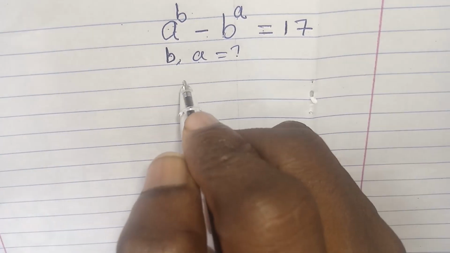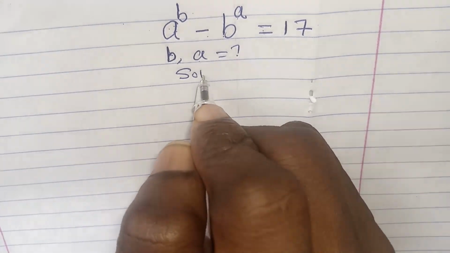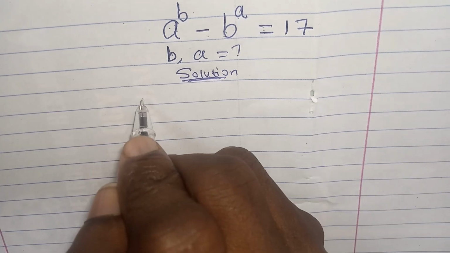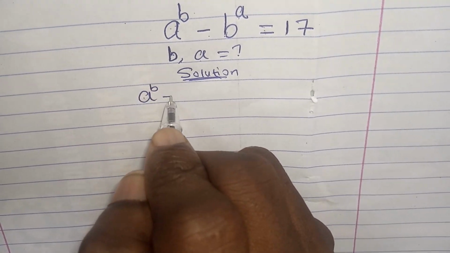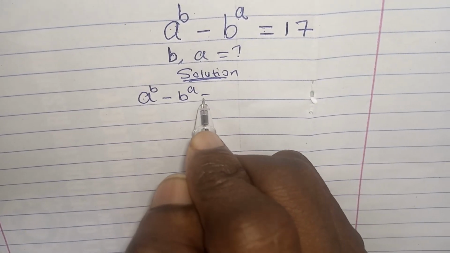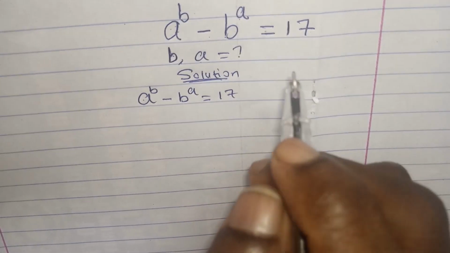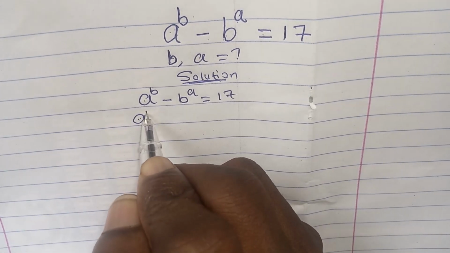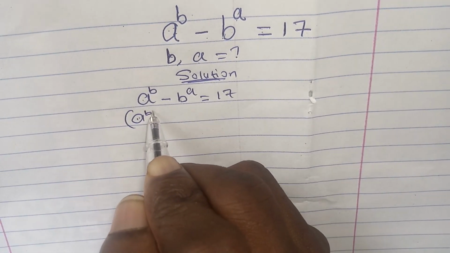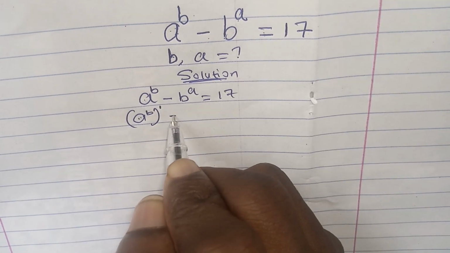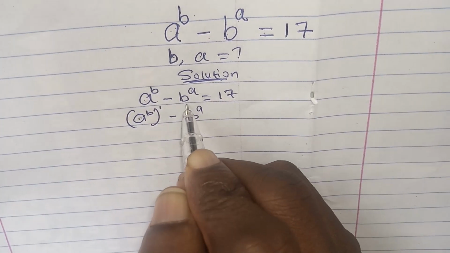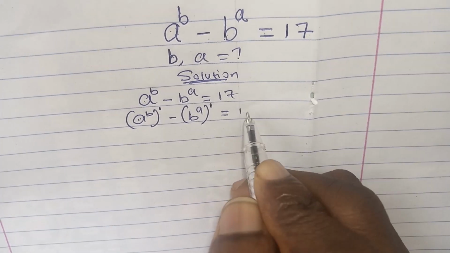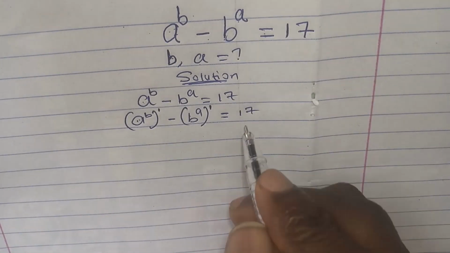So simply say solution in order for us to solve this. Solution. Okay, then write down the question which is a to the power of b minus b to the power of a is equal to 17. Okay, we are not having this, so we can simply write this to be (a to the power of b)^1 minus (b to the power of a)^1, which is equal to 17.